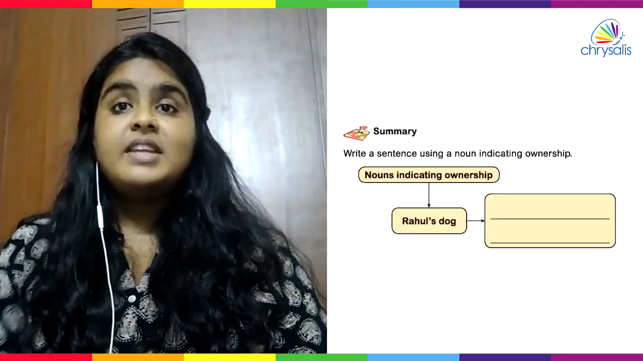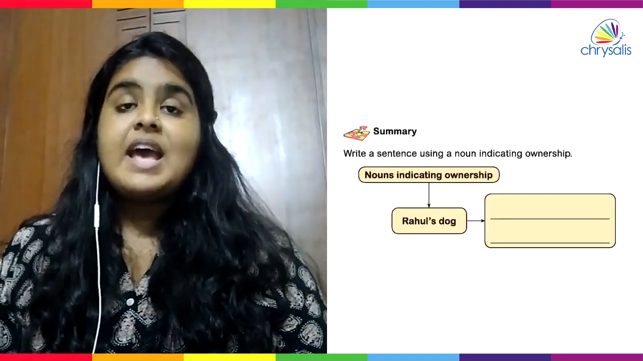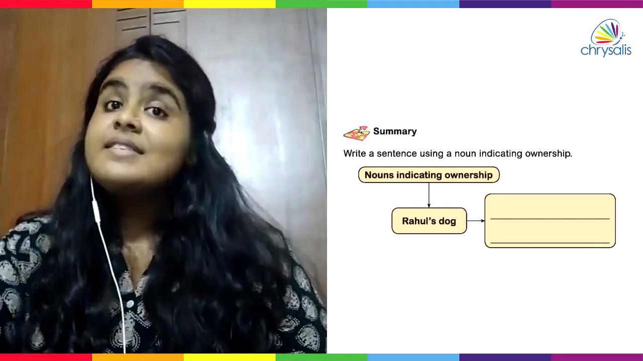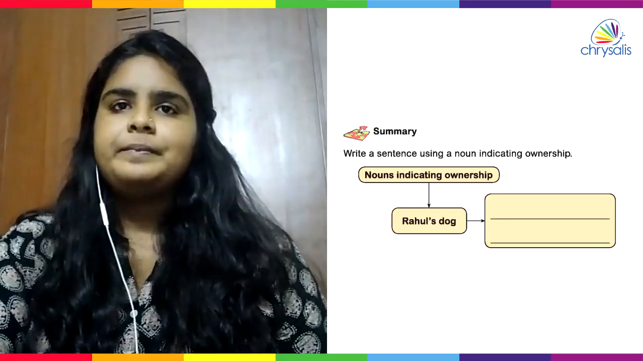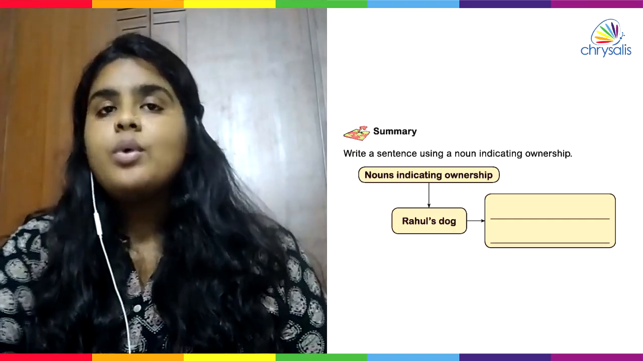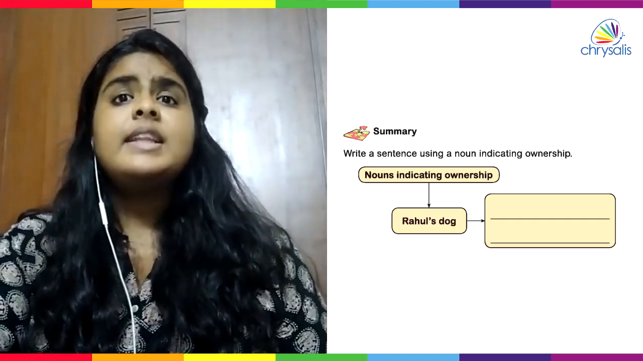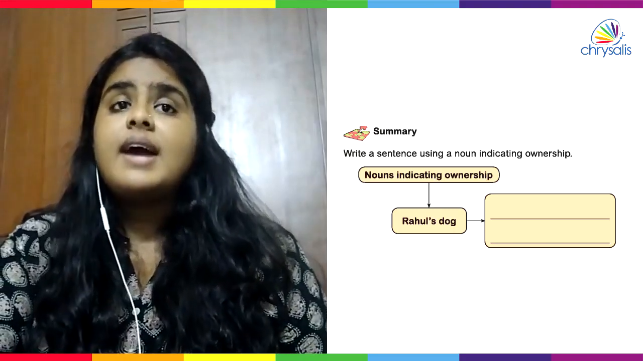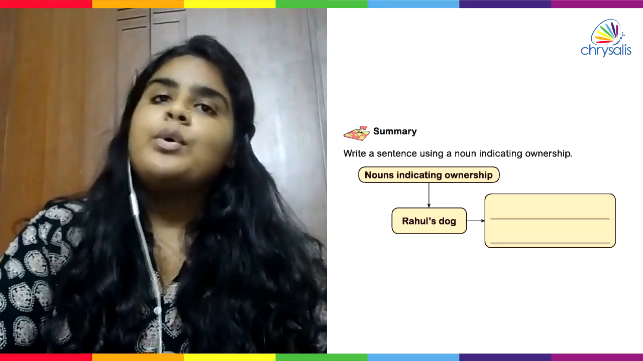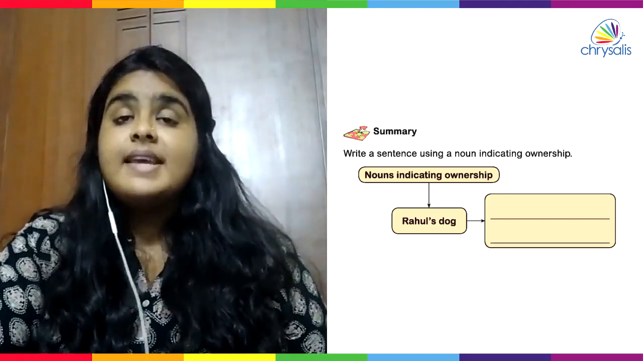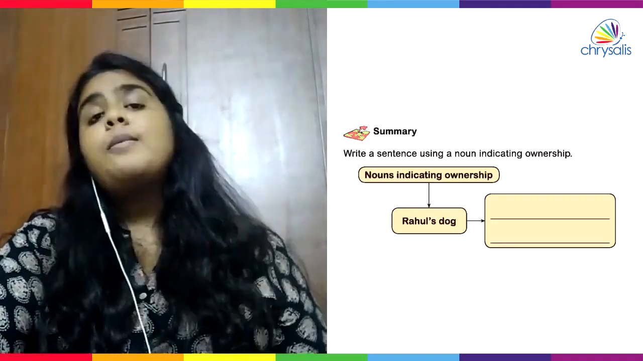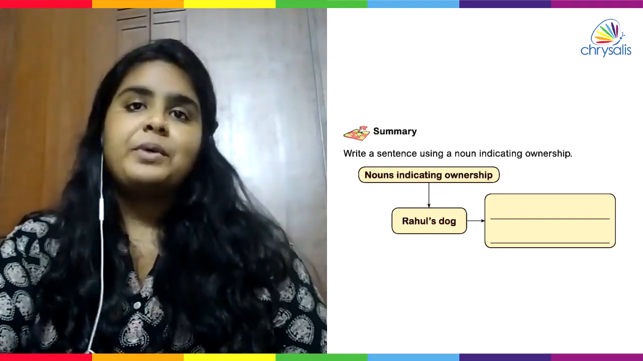We learnt about using nouns to indicate ownership, and we have also learnt how to use them in sentences, right? So let's consolidate our learning with an example. The activity instructs you to write a sentence using a noun indicating ownership. The noun indicating ownership is Rahul's dog. You will need to create a sentence using the noun. For example, this is Rahul's dog is one sentence that I have created. How about you? Write your sentence in your notebook.